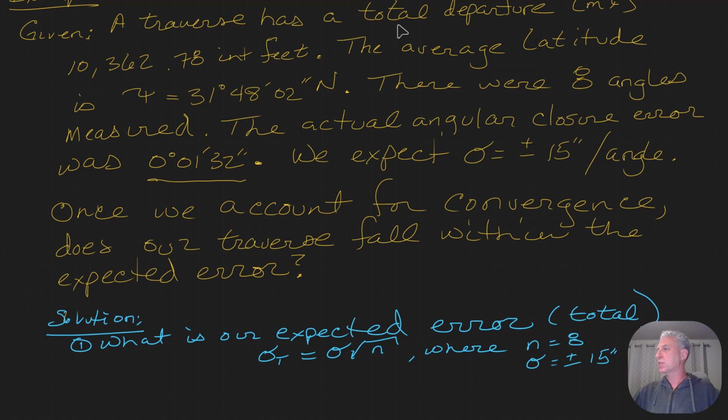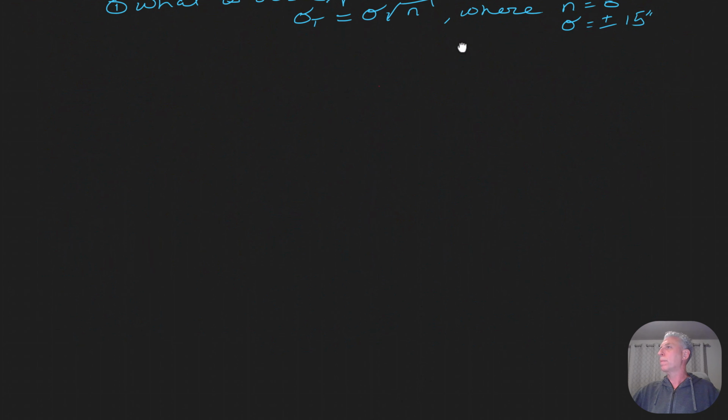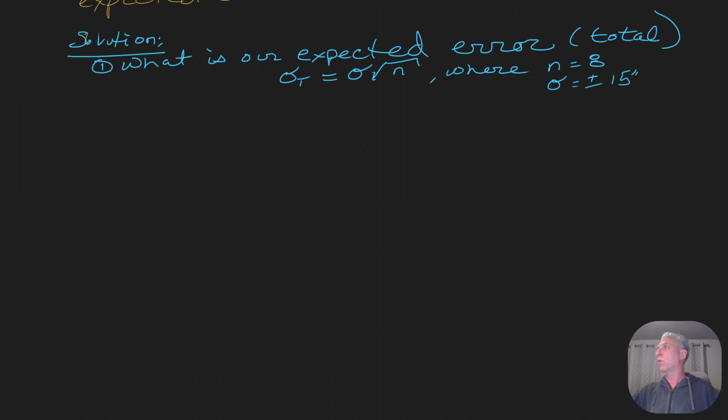I hope you wrote this down so you can refer to it. So that's easy. We've been doing that for a while. So our sigma total, or our total expected error, is equal to plus or minus 15 seconds times the square root of 8. And that gives us 42.4 seconds expected error. And that's a plus or minus.